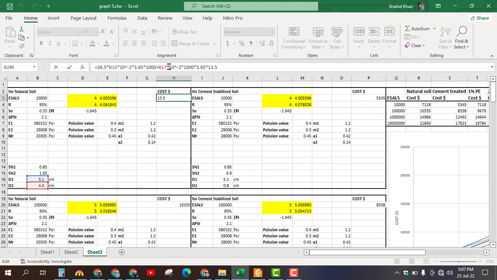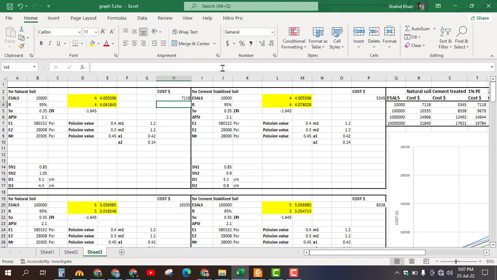For the granular base, B17 is the thickness of the base multiplied by 10 power minus 2, converting it to meter, and then multiply it with 1000 meter and with the width of 3.65 meter for a single lane, and then multiply it with 13.5, the granular base rate, $13.5 per cubic meter. So pressing enter, we got $7,118.